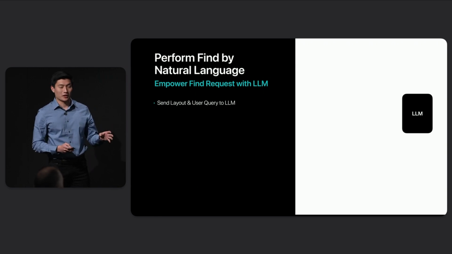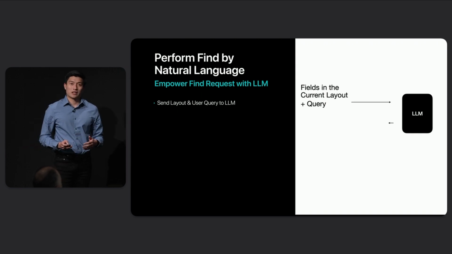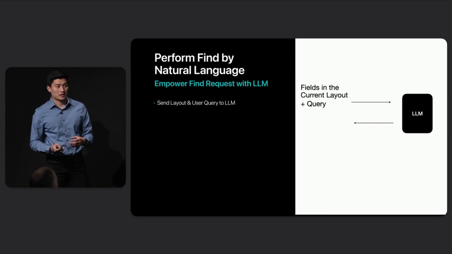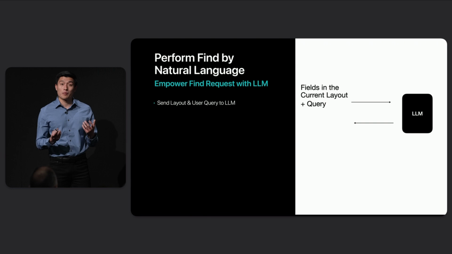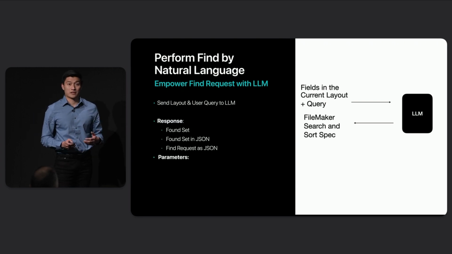We have the LLM here and we're going to take the fields in the current layout and the query and send it to the LLM. In return, we're going to get the FileMaker search and sort specification. So like Wade had mentioned before, this can either be search or sort or a combination of both. We then can perform 3 different types of responses. The first response I'm going to talk about is the found set.